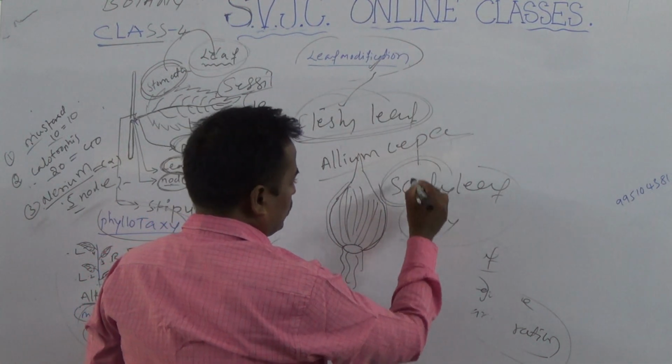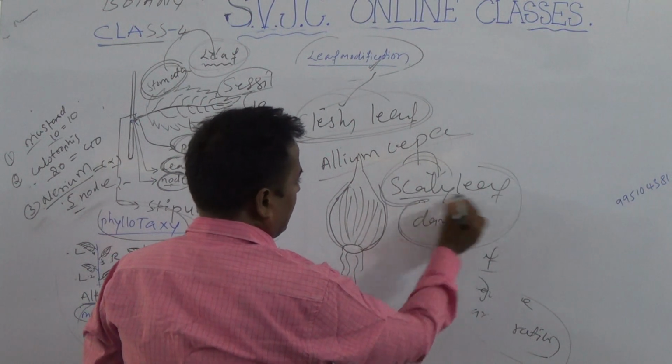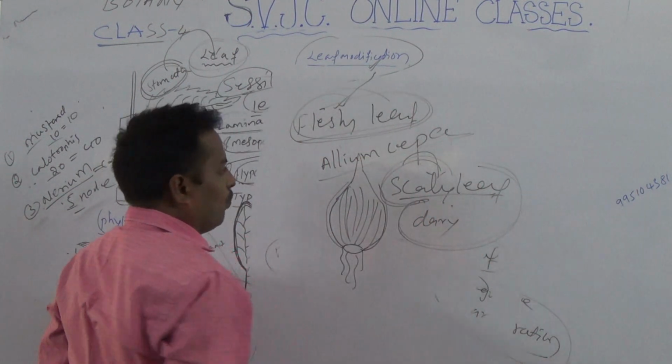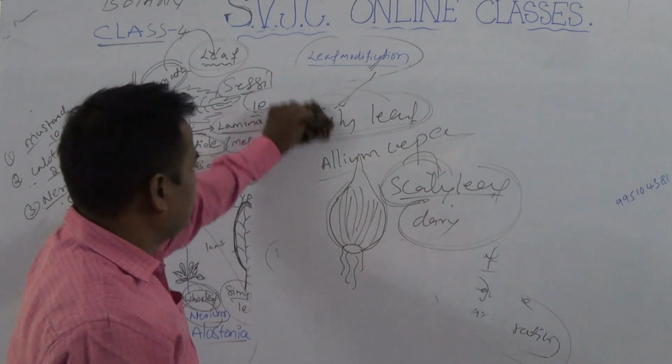What is the function of the scaly leaf? Protection. The scaly leaf protects, and the fleshy leaf can store food material. Examples are Allium cepa, Allium sativum, etc.